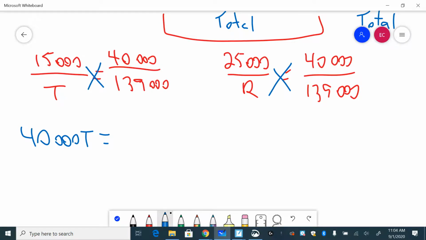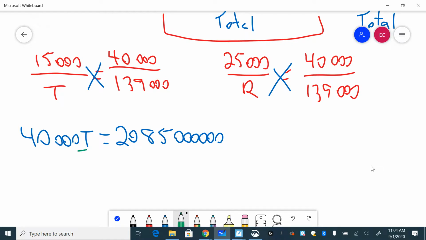So 15,000 multiplied by 139,000. So you're going to have a big number. Let me just do that again. 139,000. So I've got a big number here. I'm just going to write it all out. 2085, and then 6 zeros. I'm just going to work this out because I don't want to retype this.